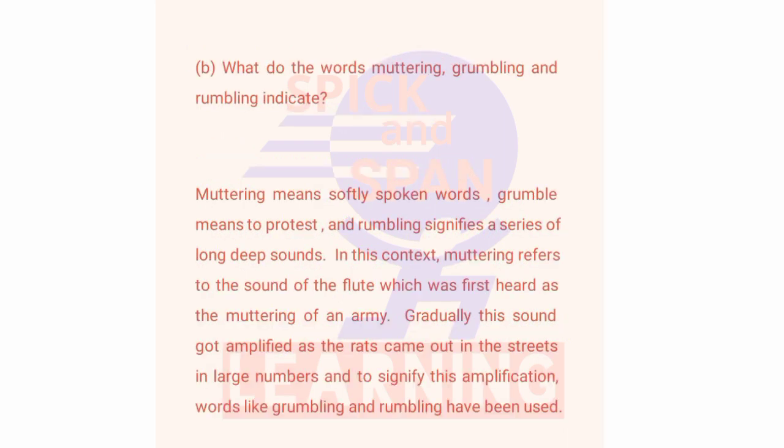Question B. What do the words muttering, grumbling, and rumbling indicate? Answer. Muttering means softly spoken words. Grumble means to protest. And rumbling signifies a series of long, deep sounds. In this context, muttering refers to the sound of the flute, which was first heard as the muttering of an army. Gradually, this sound got amplified as the rats came out in the streets in large numbers. To signify the amplification, words like grumbling and rumbling have been used.